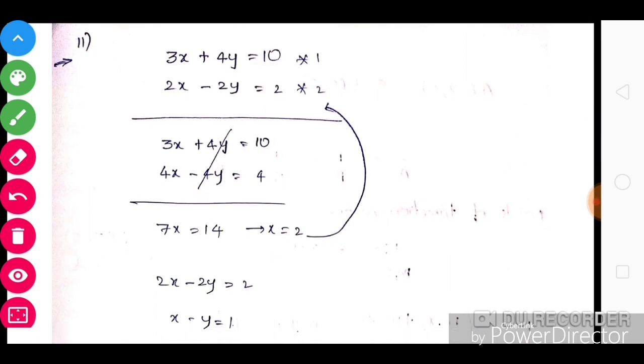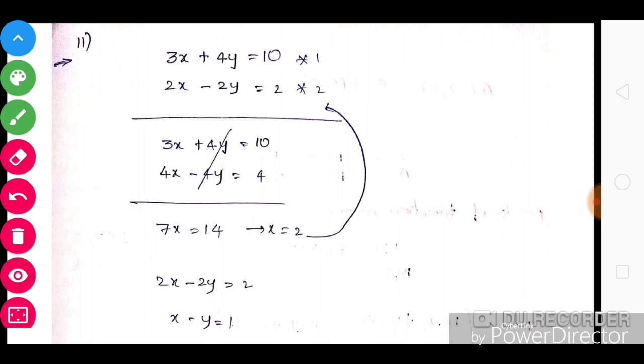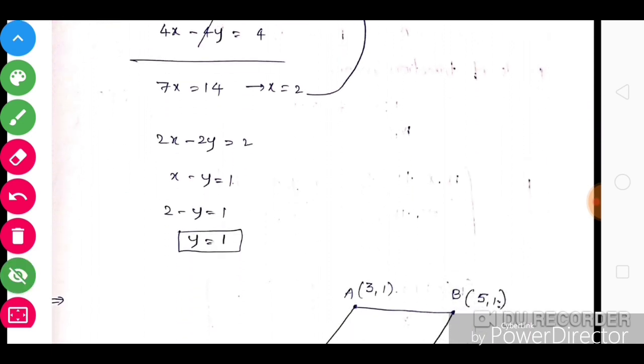Now this question is very simple. 3x plus 4y is equal to 10. 2x minus 2y is equal to 2. They are asked to find out x and y. So they did not mention any method, so we can use crisscross method or elimination method. So multiplying this by 2, multiplying this by 1, will get this equation x is equal to 2, and if you substitute x is equal to 2 in this equation, we'll get y is equal to 1. Okay, right.